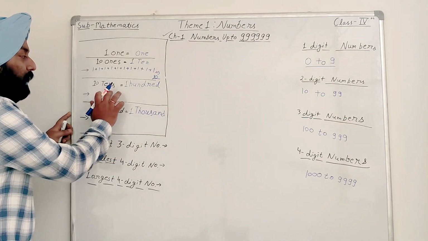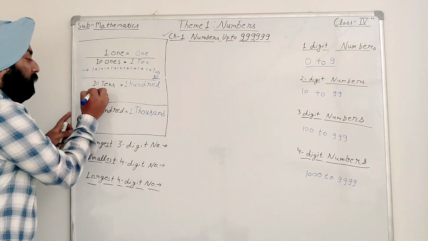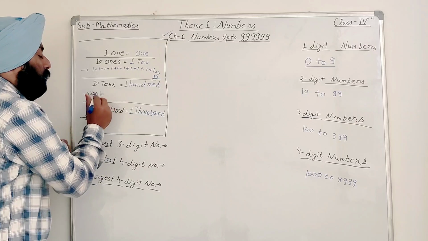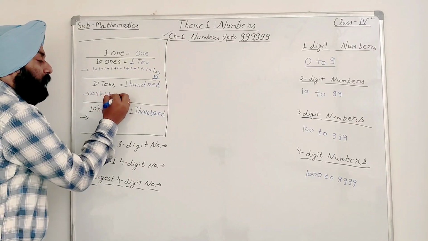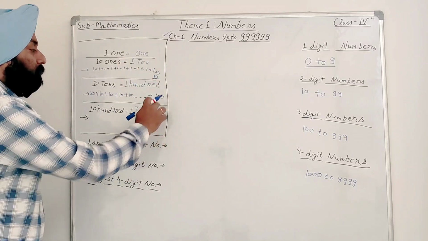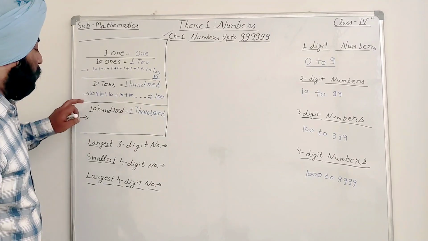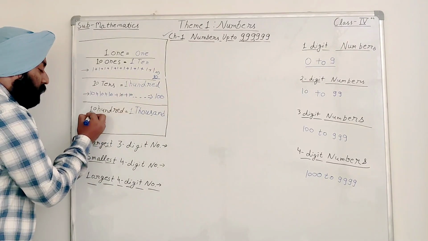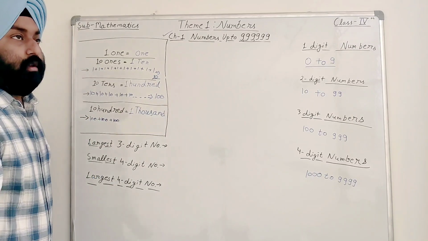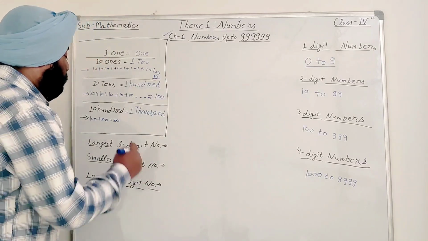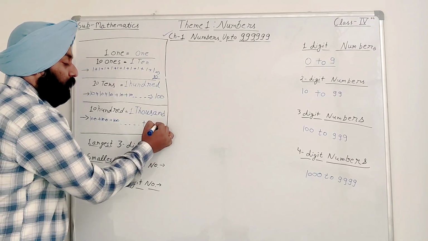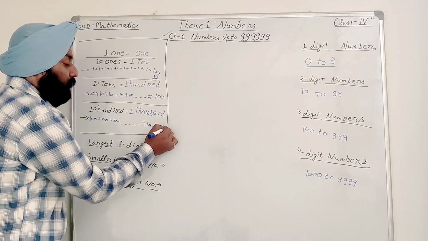Afterwards 10 tens is equal to 100. Like if we have 10 notes of rupees 10, then we have in total rupees 100. Same as 10 hundreds is equal to 1000. If we have 10 notes of 100 rupees, then the total sum of 10 notes of 100 rupees is 1000.